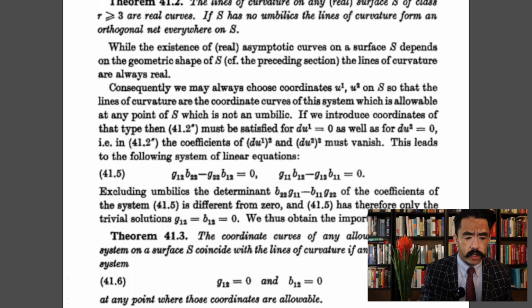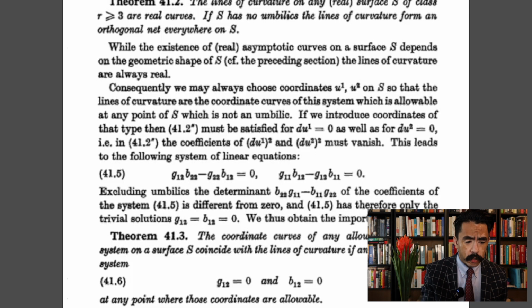Consequently, we may always choose coordinates u1 and u2 on capital S so that the lines of curvature are the coordinate curves of this system, which is allowable at any point of capital S which is not an umbilic. If we introduce coordinates of that type, then the differential equation given by the 3 by 3 determinant, which is equal to 0 that I read earlier, must be satisfied for du1 equal to 0 as well as for du2 equals 0. That is, in this 3 by 3 determinant equal to 0 expanded out as a differential equation, the coefficients of du1 squared and du2 squared must vanish. This leads to the following system of linear equations.